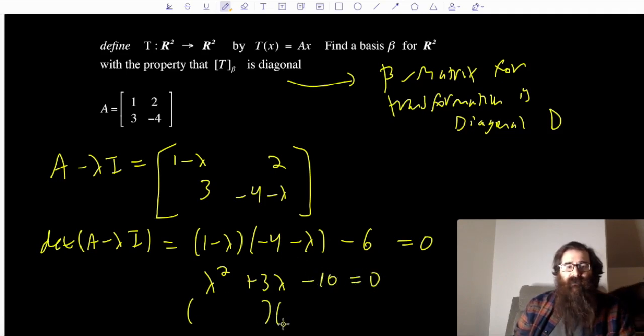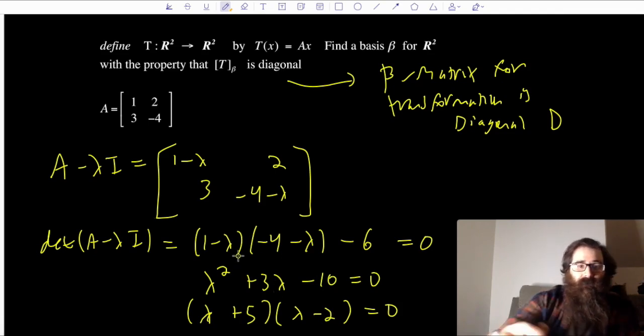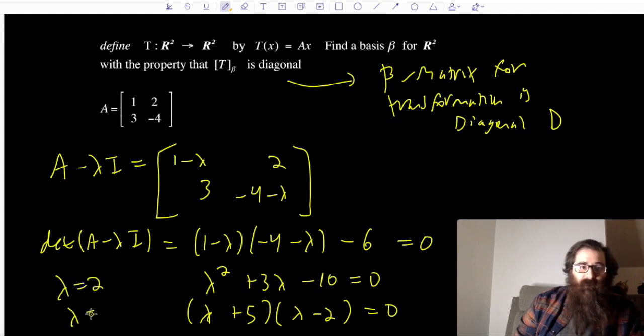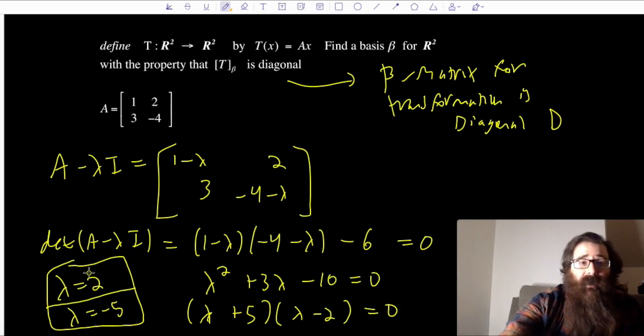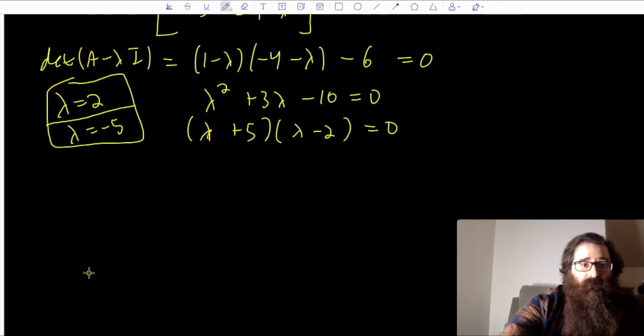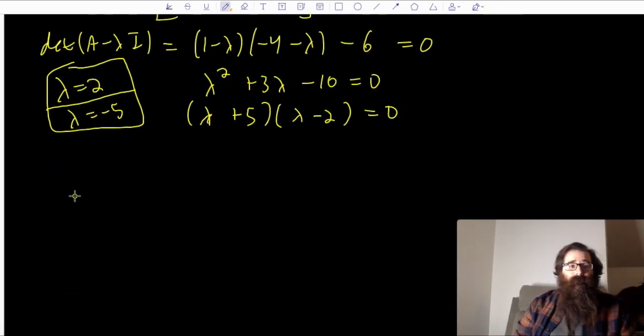And if I can factor this, I want to factor it. It looks like it'll factor nicely. Multiplying to negative 10 but adding to 3 should be lambda plus 5, lambda minus 2, which is going to give me my eigenvalues. Let me write them over here to the left. Lambda equals positive 2, lambda equals negative 5. 2, negative 5 for the eigenvalues. Now I have to build my eigenvectors. So let's start with lambda equals 2.